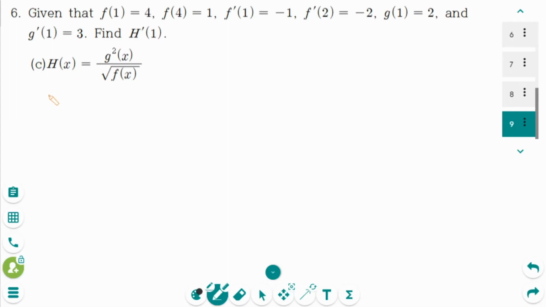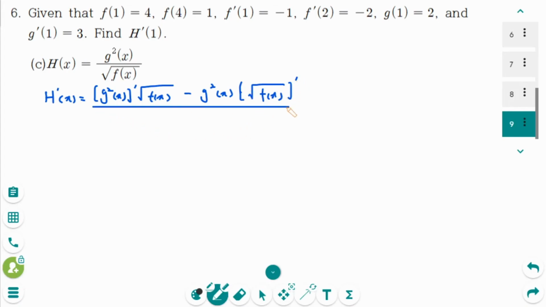Number C, h prime of x equals the derivative of the numerator, keep the denominator, minus keep the numerator, derivative of the denominator, over square root of f of x squared.